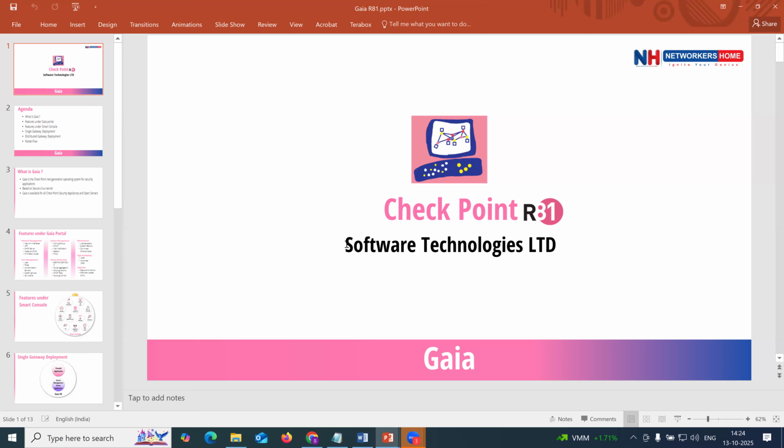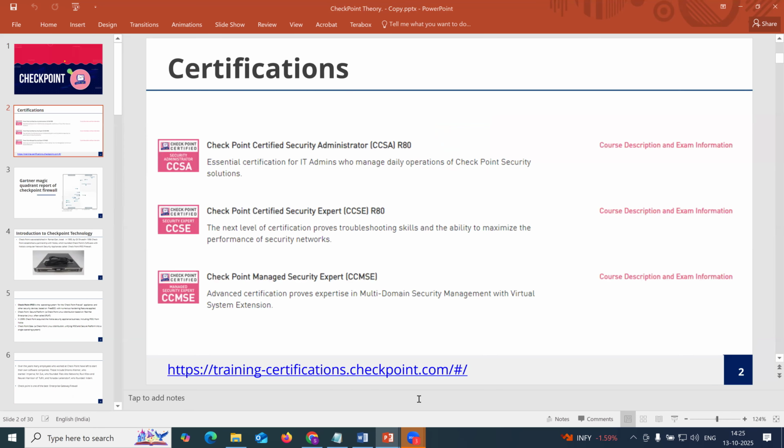Now, here you might see written: Checkpoint firewall software technologies. Anywhere you search on Google for Checkpoint firewall, one tagline will be there, software technologies. Why is that given? The reason is Checkpoint Firewall was originally a software company. Rather than saying a hardware company or a firewall company, you can say it was originally a software company. I'll tell you about the history step by step.